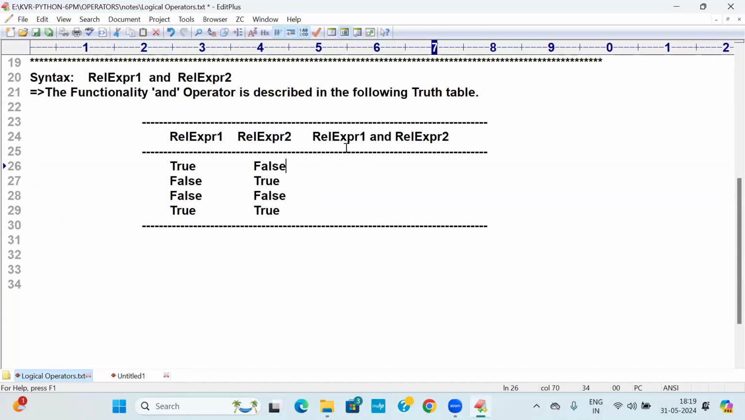What does this say here? What is this relational expression 1 and relational expression 2? If both the results are true, the result is true. If any one of the results is false, the result is going to be false. Come on, first entry, quickly. Next entry, next entry. True.